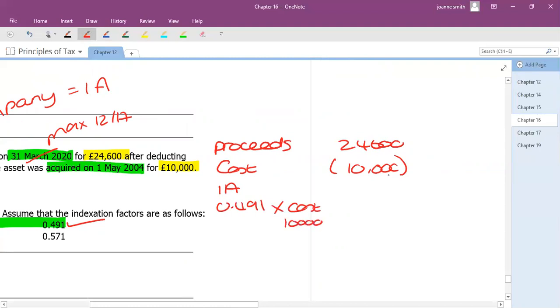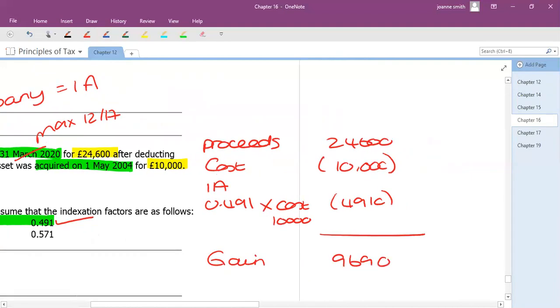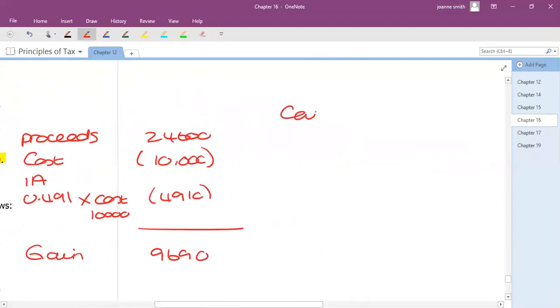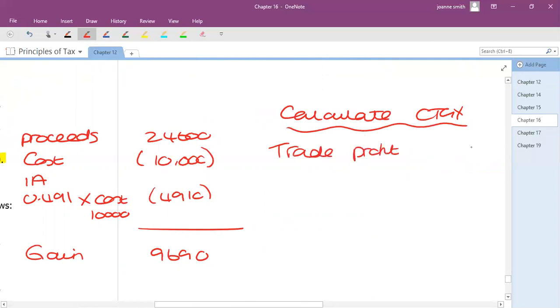We're saying I bought it for 10 grand, but because of inflation, I'm going to get some extra relief, which is 4,910, and that will give me a gain of 9,690. And what I will do with that is that when I'm calculating my corporation tax, I'll have my trade profit, and then I might have a capital gain of this. So it just gets added in with all your other income.